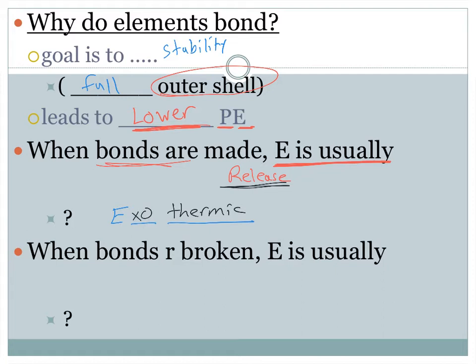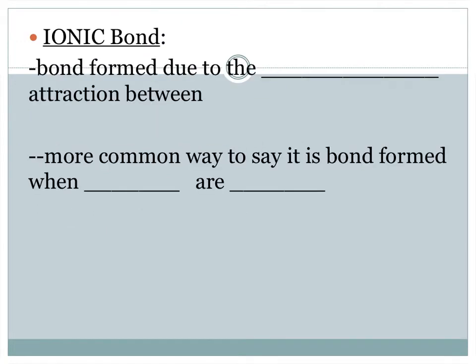On the flip side of the coin, if I want to take two things apart, when I break the bond, energy must be what? Taken in, absorbed, however you want to say it. And what is the opposite of exothermic? When energy is taken in, it is called an endothermic reaction.